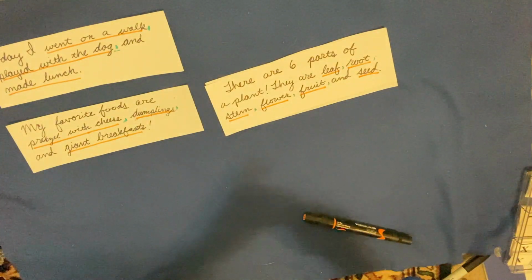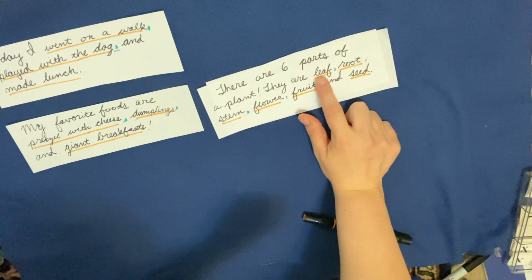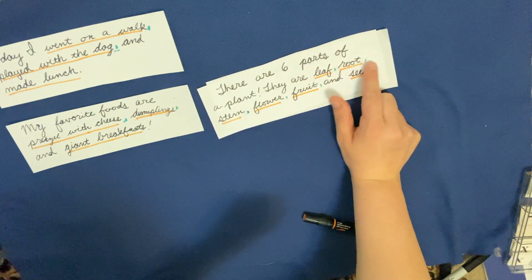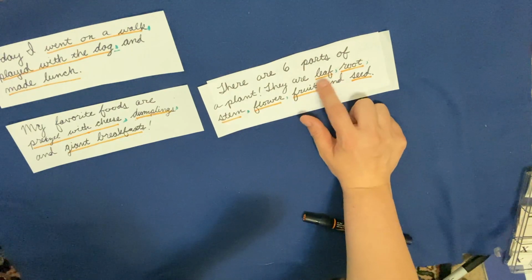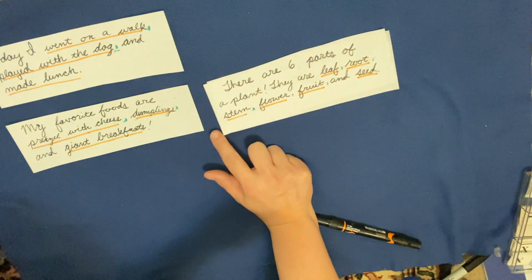And you see I kept the comma with the word. Leaf has a comma with it, root has a comma with it. The comma goes after the word, not before it. That's why there's no comma before stem. The comma goes after. Okay?